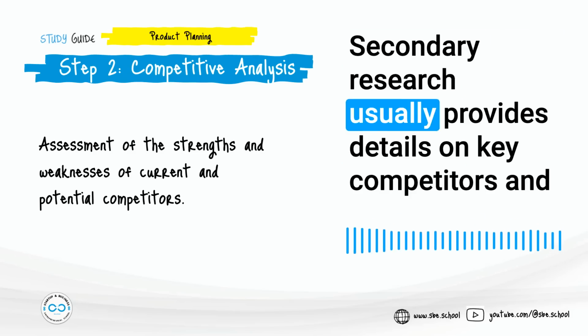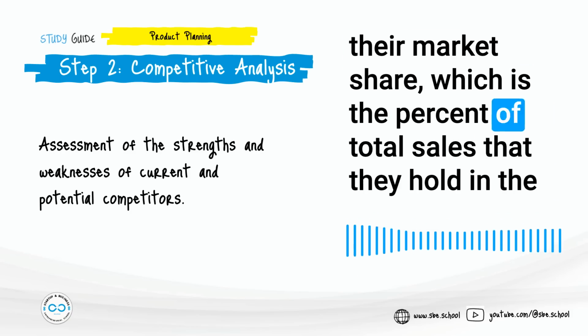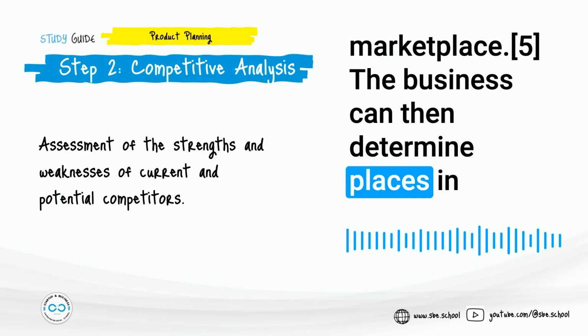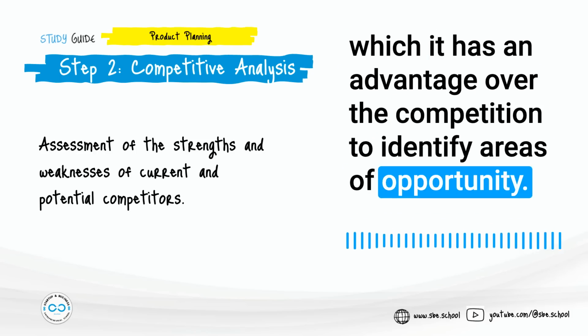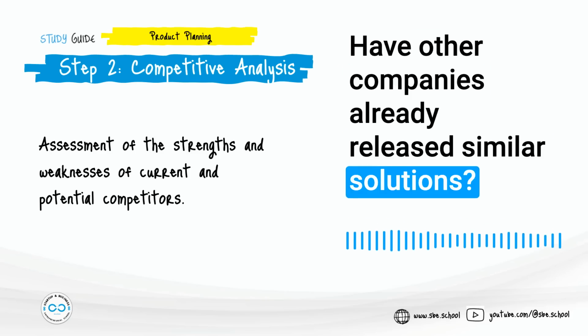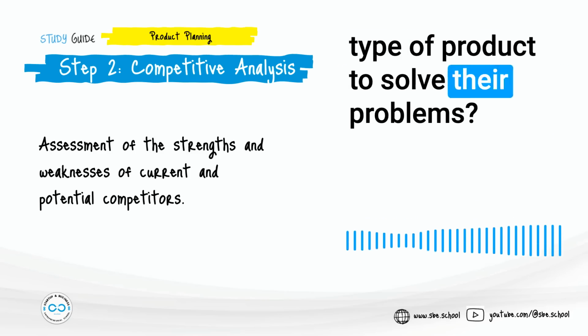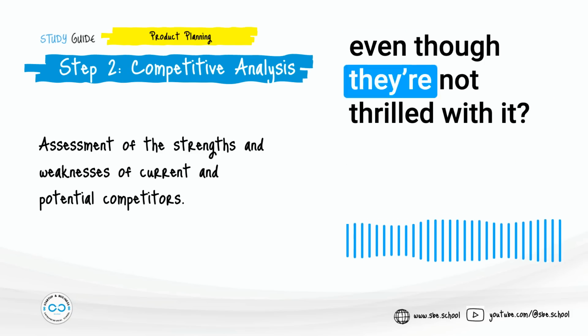Secondary research usually provides details on key competitors and their market share, which is the percent of total sales that they hold in the marketplace. The business can then determine places in which it has an advantage over the competition to identify areas of opportunity. The team tries to find out if other companies have already released similar solutions. Do many of your target customers use a different type of product to solve their problems? Have the majority gotten used to a clunky workaround, even though they're not thrilled with it?